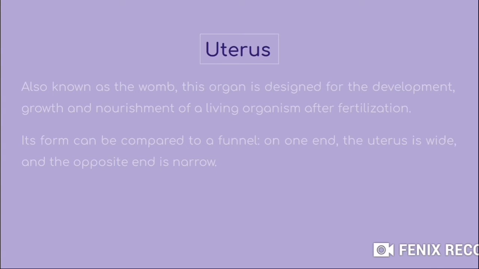The uterus, not to be mistaken with the urethra, is also called the womb. This organ is designed for the development, growth, and nourishment of a living organism after fertilization. Its form can be compared to a funnel. On one end, the uterus is wide, and on the opposite end, it is narrow.